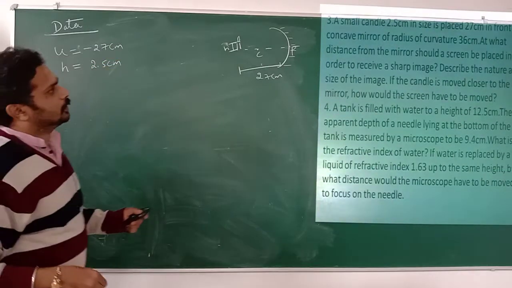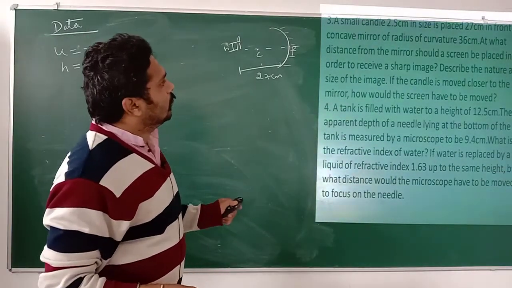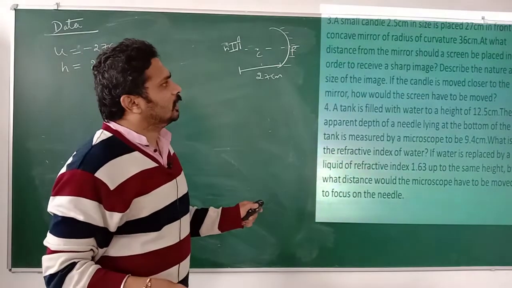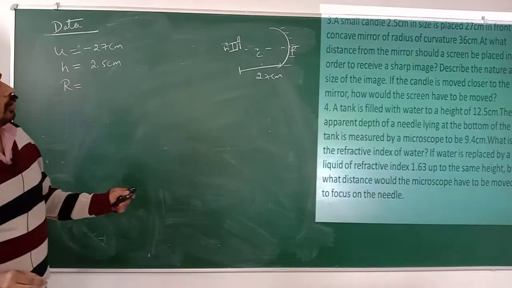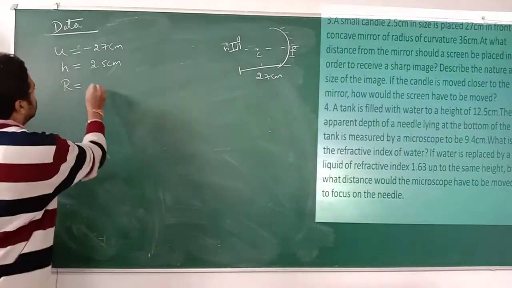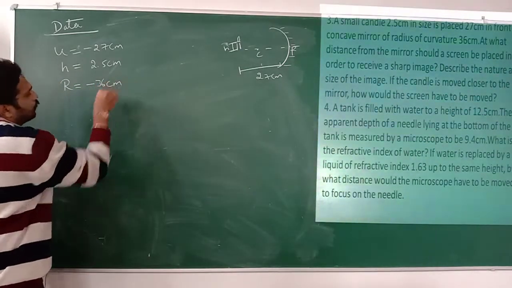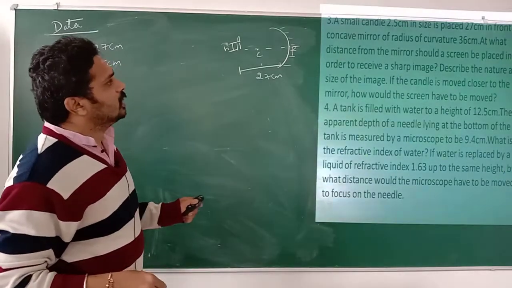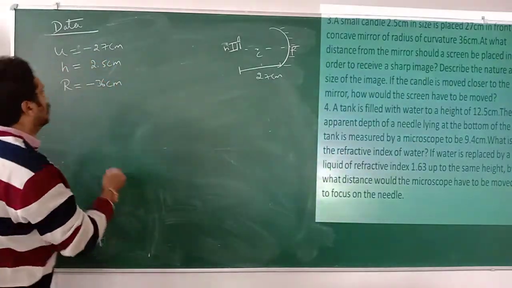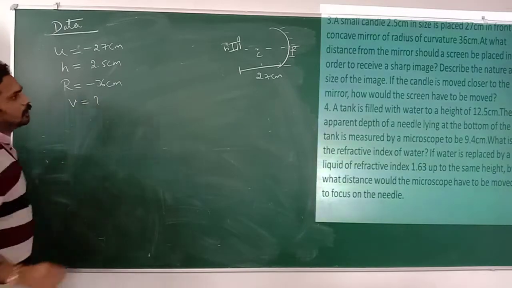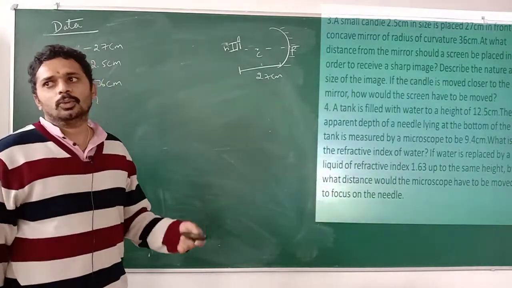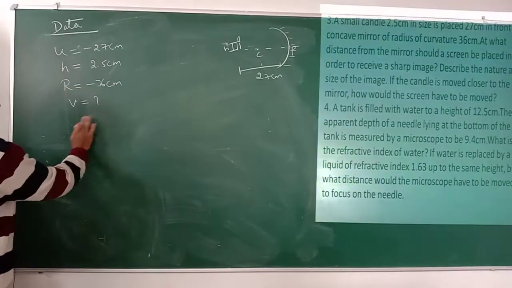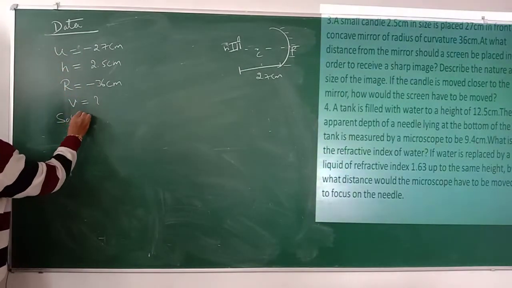Now they gave the radius of curvature as 36 centimeter. R is negative for a concave spherical mirror, so minus 36 centimeter. Now, at what distance from the mirror should a screen be placed? We have to find V. And for the nature, we have to discuss whether it is a real image or a virtual image. Now the solution.